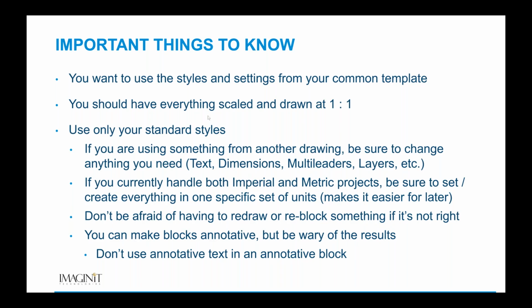If you currently handle both imperial and metric projects, be sure to set and create everything in one specific set of units. Makes it easier for later, and I actually have an example of that. Don't be afraid of having to redraw or reblock something if it's not right. And you can make blocks annotative, but be wary of the results. Don't use annotative text in an annotative block because the annotative text will double annotate scale and will become incorrect. So if you are planning on making annotative blocks and you are planning to put text in those, you will need to create a text style that is non-annotative. So just important things to know.